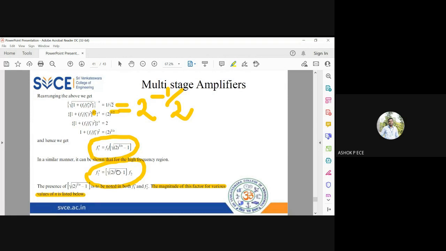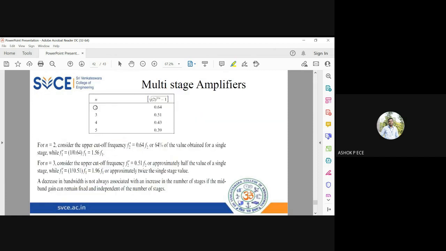When you put n equal to 1, the root of 2 power 1 by n minus 1 will become 1. So your F1 dash will be equal to F1, and F2 dash will be equal to F2. The square root will be equal to 1, so F1 dash will be equal to F1 and F2 dash will be equal to F2.